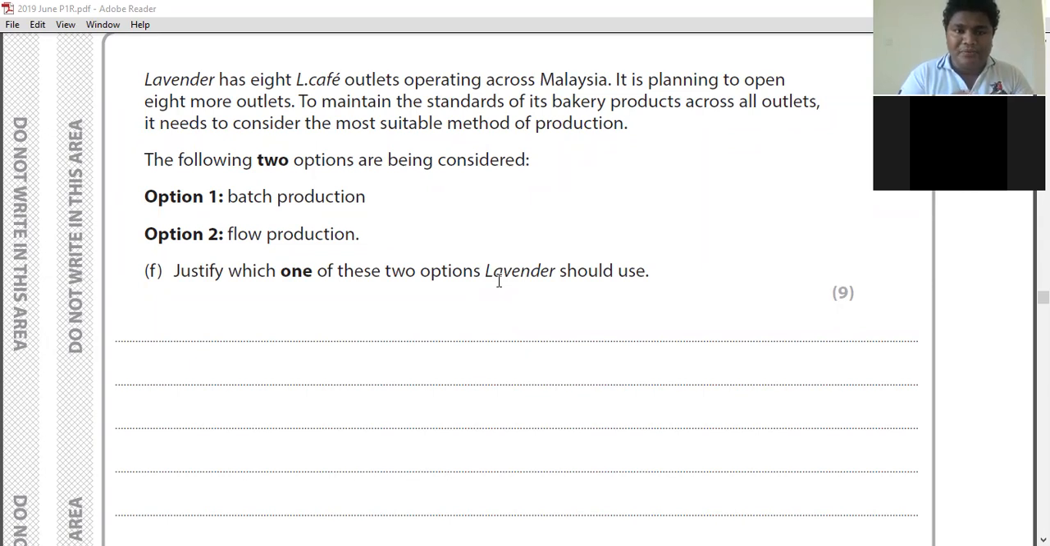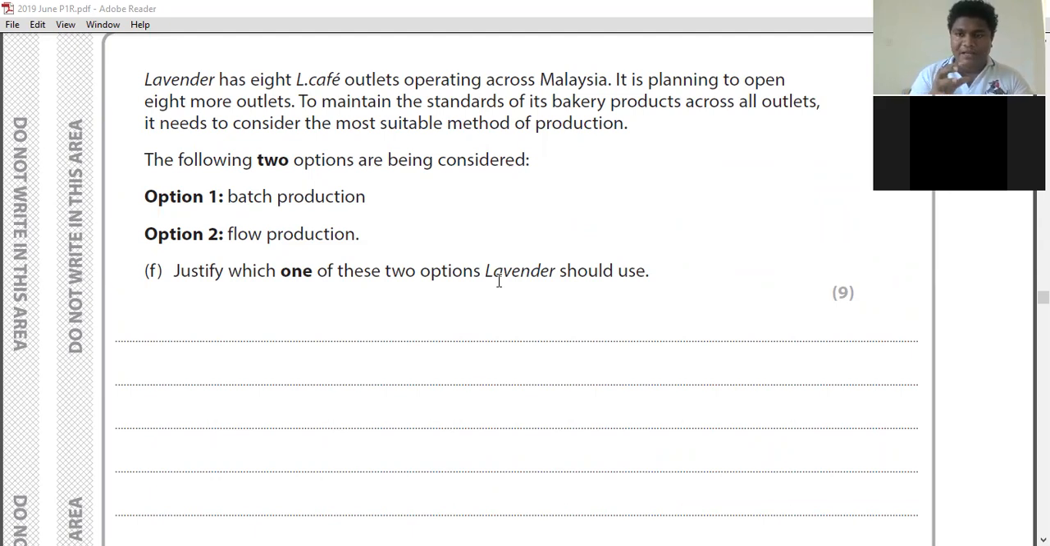It needs to consider the most suitable method of production. There are 2 methods: batch production and flow production. You have to justify one method, the one Lavender should use. Personally, I would go with batch production, because bakery items, pastries and everything, you can't produce continuously for 24 hours. So normally it's batch production in a bakery business, but flow production is also possible. So the way you justify is the best thing.